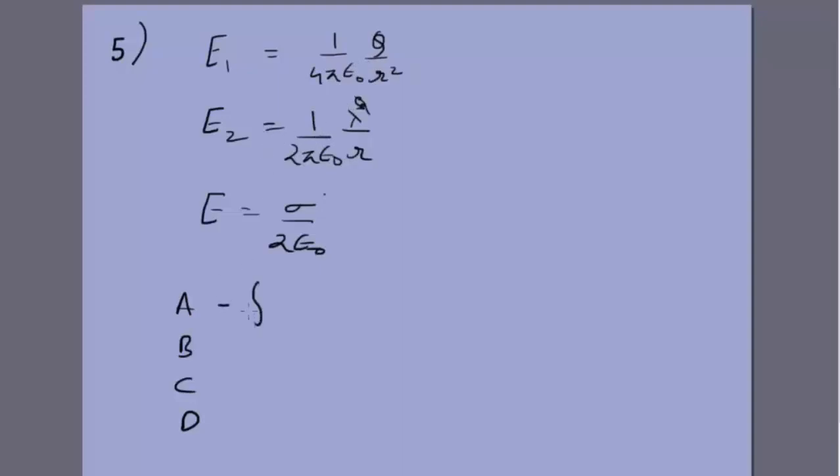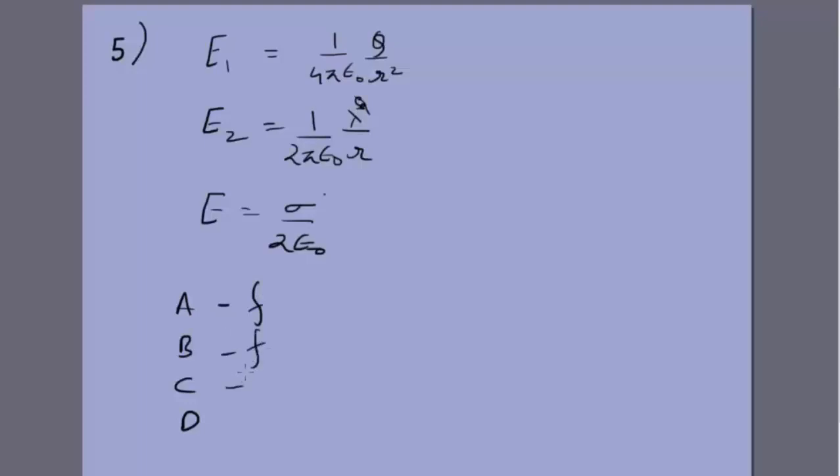So A is false. B says r naught is equal to lambda by 2 pi sigma. It's lambda and sigma. We equate these two. We can see that a factor of 2 will cancel directly. So there is no factor of 2. So B is also false.